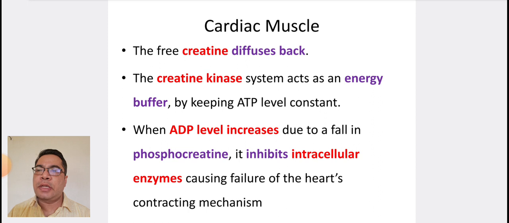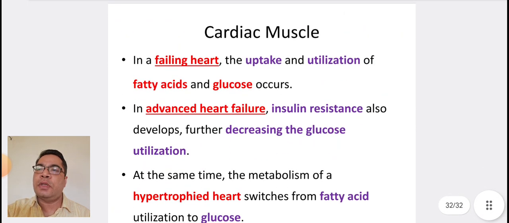When ADP level increases due to a fall in phosphocreatine, it inhibits intracellular enzymes, causing failure of the heart's contracting mechanism. In a failing heart, the uptake and utilization of fatty acids and glucose occurs, whereas in advanced heart failure, insulin resistance develops. This decreases the glucose utilization. At the same time, the metabolism of the hypertrophied heart switches from fatty acids to glucose.